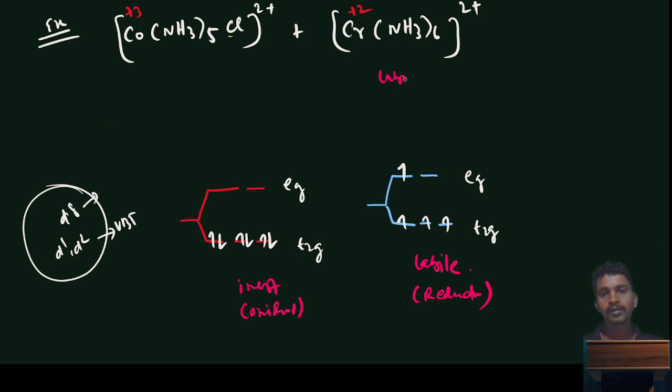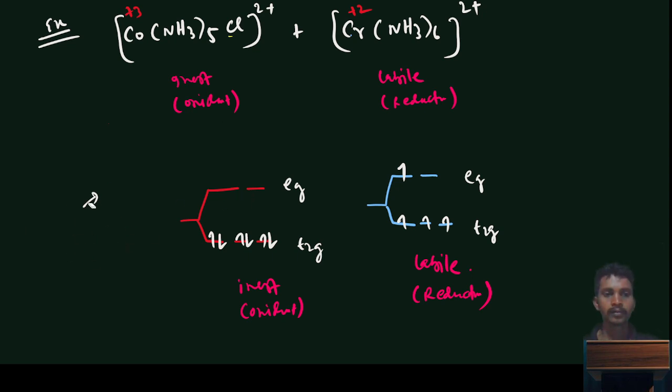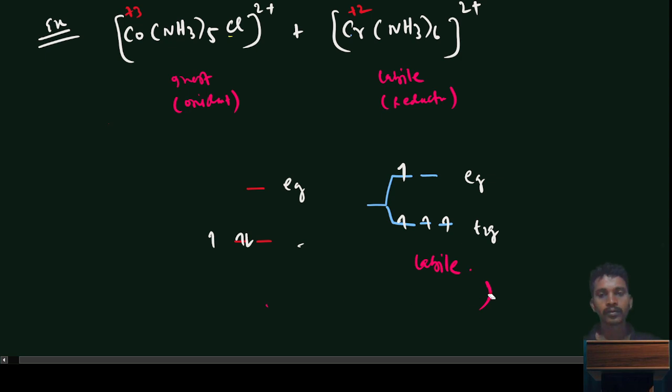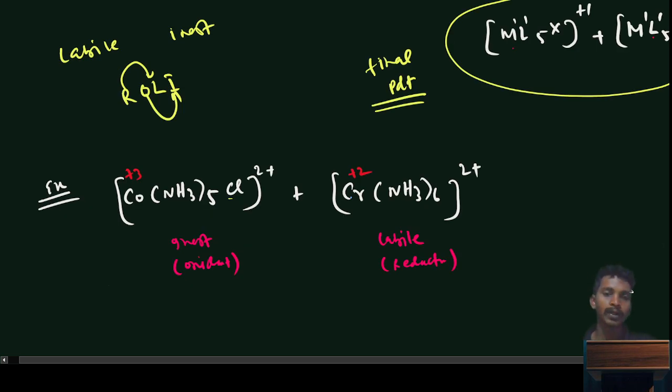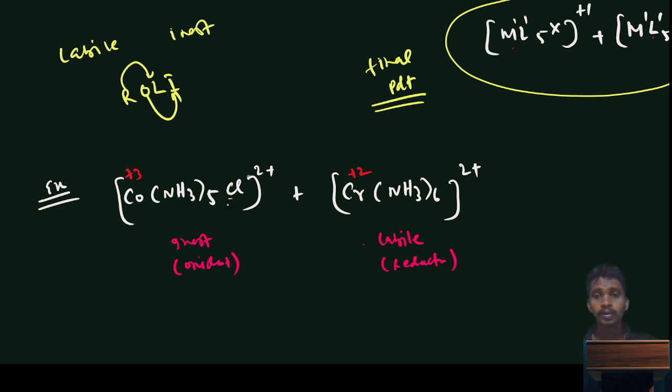This is labile, this is the reductant, and this is inert, and that is the oxidant. Okay, one thing here is that at least one has to be labile. So one we get is labile, and the bridging ligand should be with the oxidant. The bridging ligand is with the oxidant, so both conditions are satisfied.